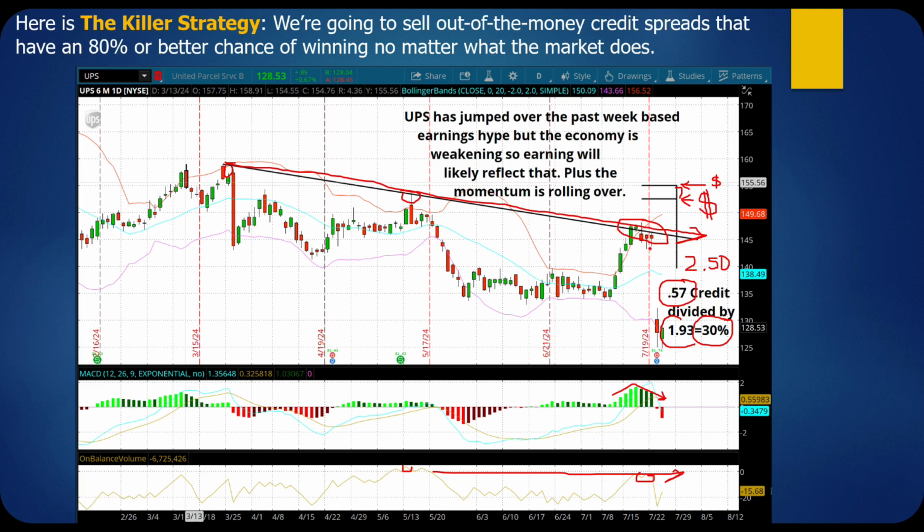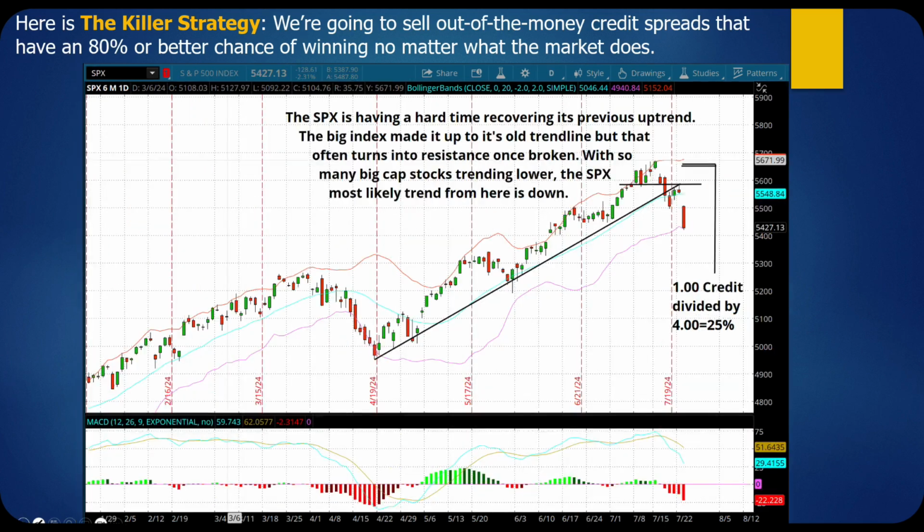So during the time that we held this thing, earnings did come out. Look what the stock did. Oh my gosh, just completely fell out of bed and went straight down. Obviously, we kept that till expiration and kept our entire credit, which is 30% on that one.